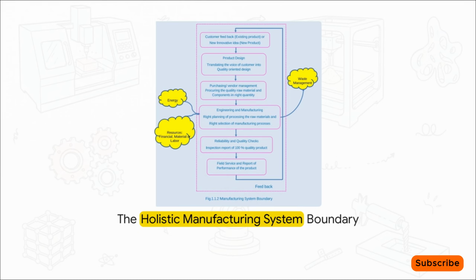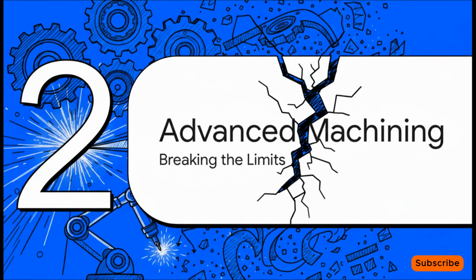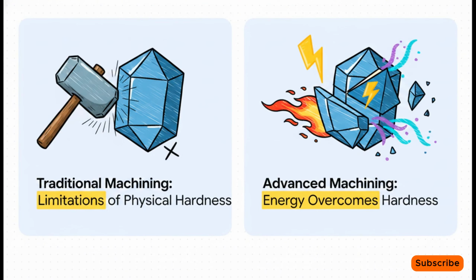But what happens when that critical engineering and manufacturing step hits a hard physical limitation? Well, that brings us to Section 2, Principles of Advanced Machining, and how we break right through those limits. So when we zero in on the manufacturing step of that loop we just talked about, we inevitably hit a wall with traditional methods. The core problem here is that traditional machining relies purely on physical interaction.